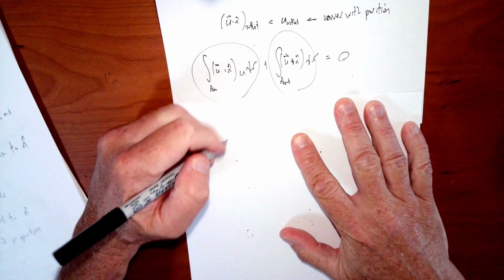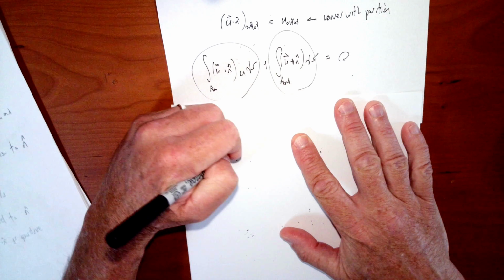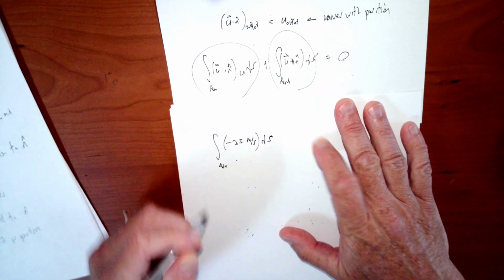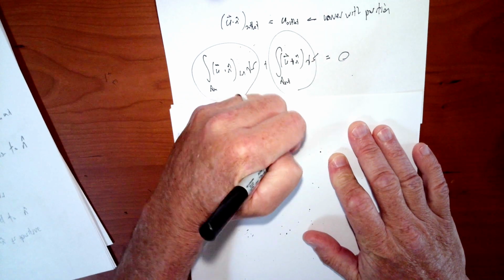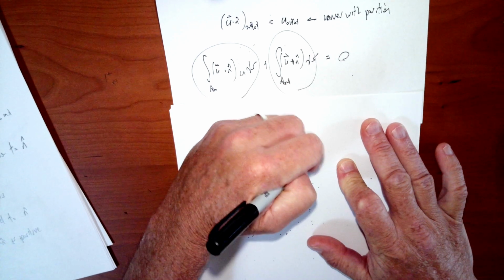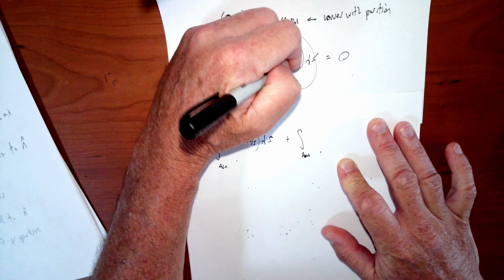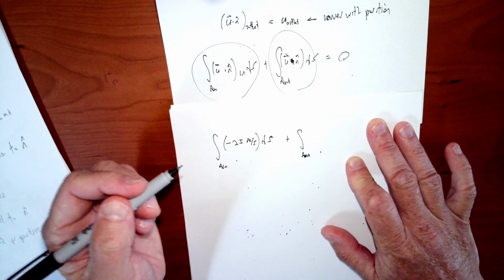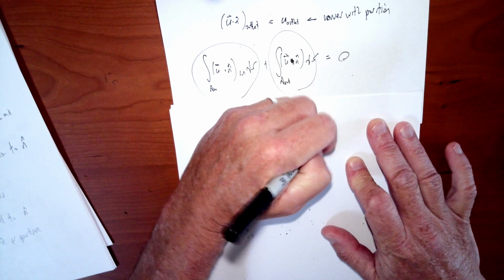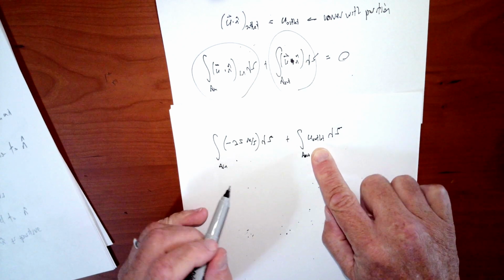So let's do that. For the inlet, we decided that u dot n was just equal to negative 0.5 meters per second. And then we have to integrate that over the surface. And for the outlet, u dot n, that's a dot product. We decided that was positive, but we don't know its value yet because it's u outlet. And that outlet velocity potentially changes over the surface.